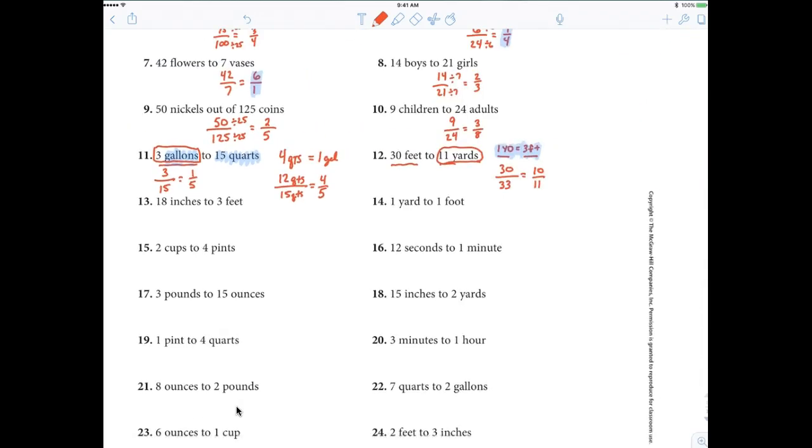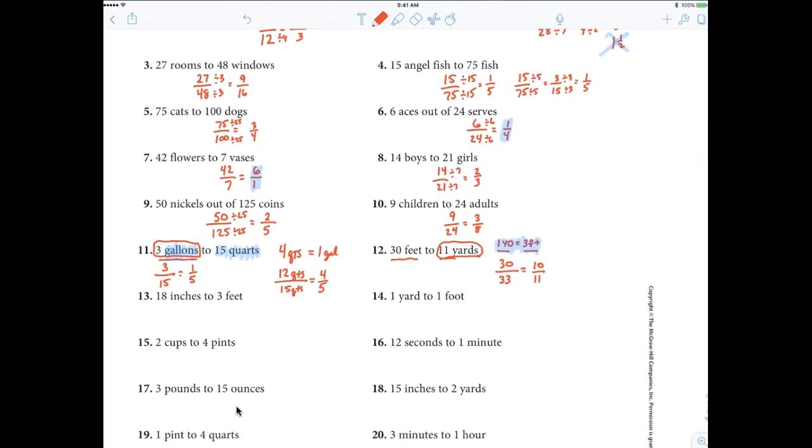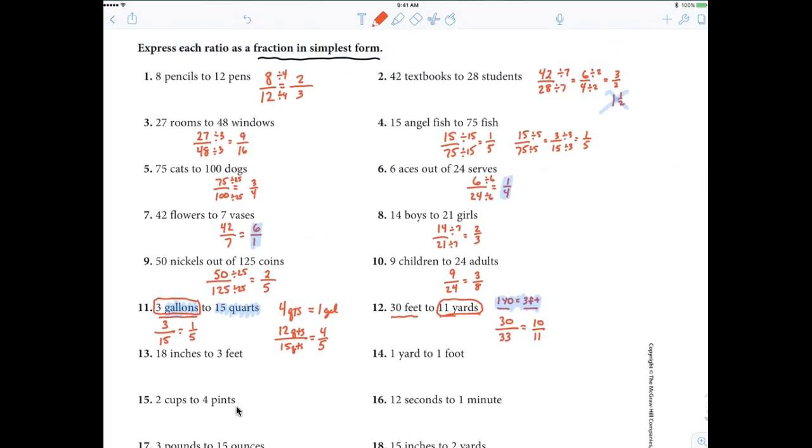Now, if you look back to the other problems, there is no way to convert from one to the other. Like a pencil and a pen in number 1, or rooms and windows, or cats and dogs. There isn't really a direct relationship between those measurements, so you just have to leave them alone.